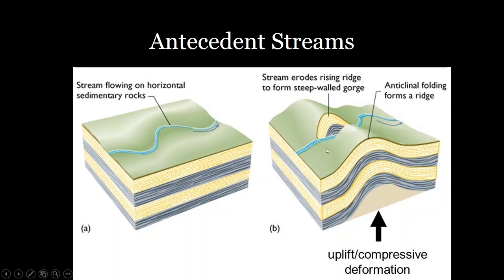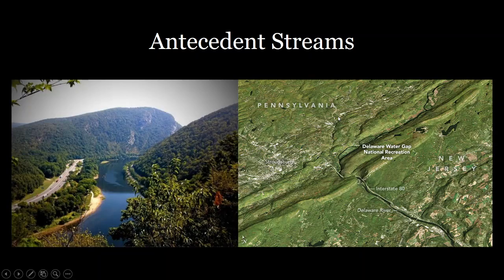And that steep gorge can be seen in several different places. For example, the Delaware River Gap is a great example of this in northwest New Jersey, where you have this stream that then had an uplift event that formed this mountain range, and the stream has since carved into it, forming this deep gorge.